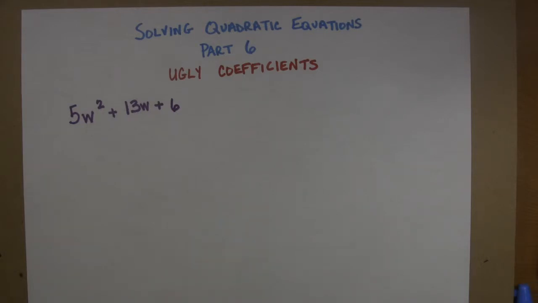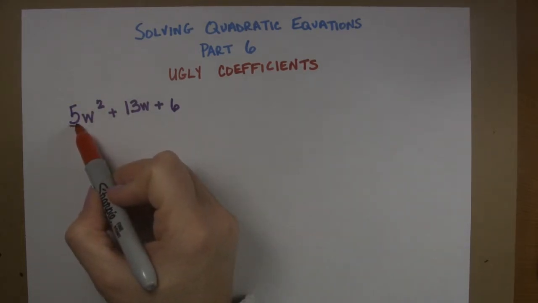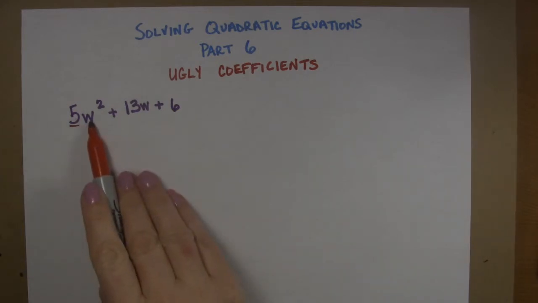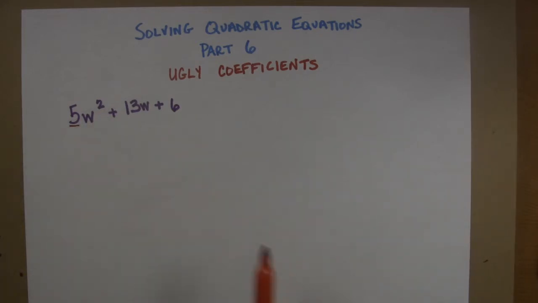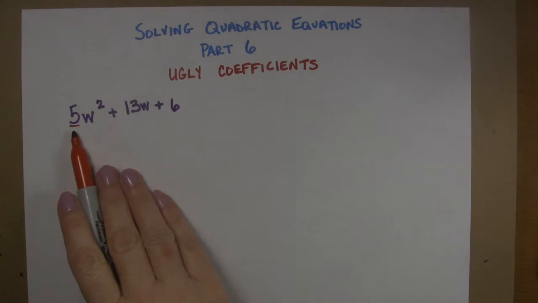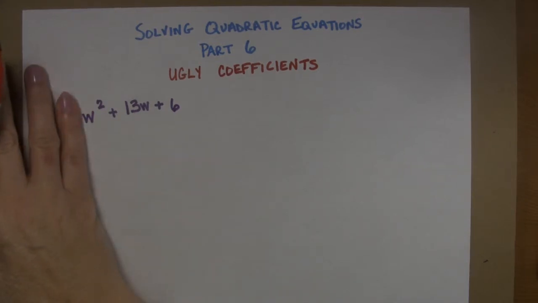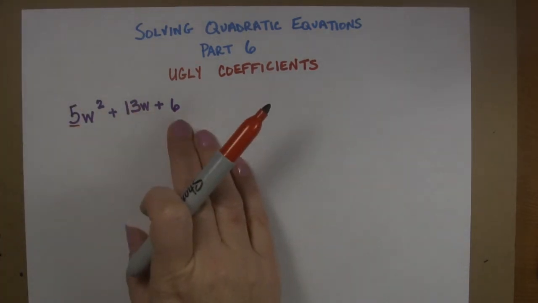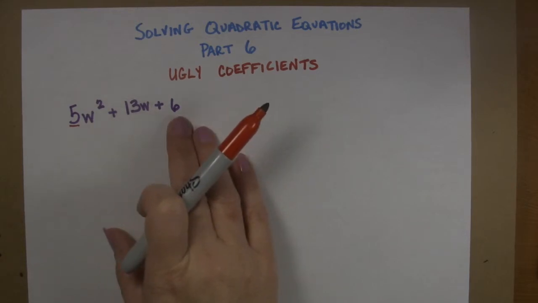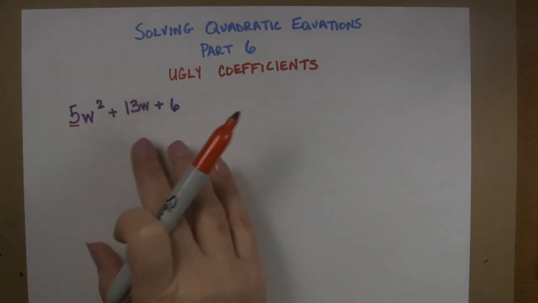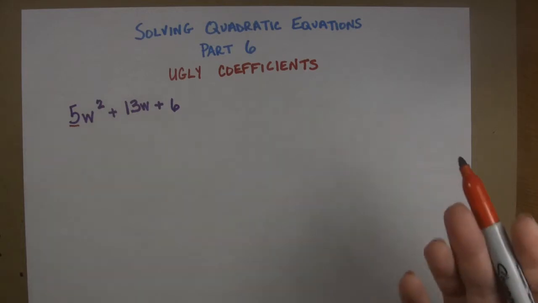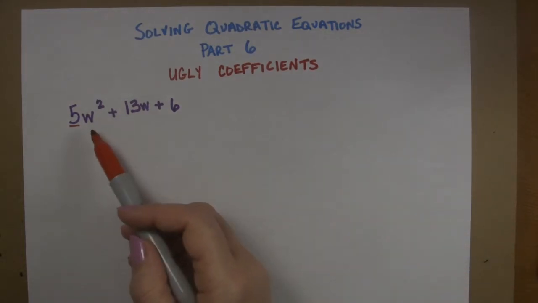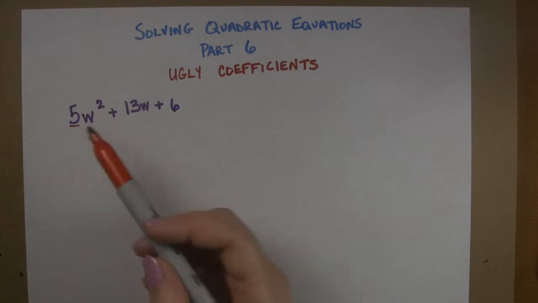Now, the reason I'm calling this the ugly coefficient section of solving quadratic equations is because of this right here. That 5 in front of our beautiful squared variable, that is an ugly coefficient. We don't want that to be there. We want that to go away. But we can't suck it out because 5 doesn't go into 13 or 6, at least not evenly. And none of our other tricks that we've learned work. So we have to learn another trick.